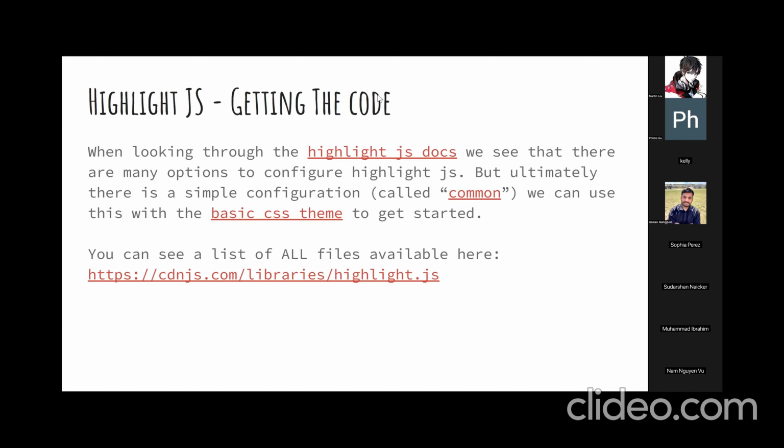Getting the code, when you're looking through the highlight.js docs, you can see that there are many options to configure highlight.js. But ultimately, we're going to want to use a simple configuration called common, which can be used with the basic CSS theme to get started. And again, you can look at all the files for this on the link provided here on the slide.